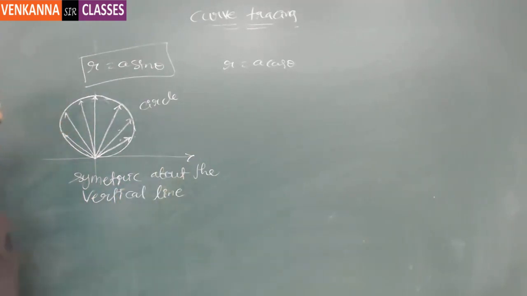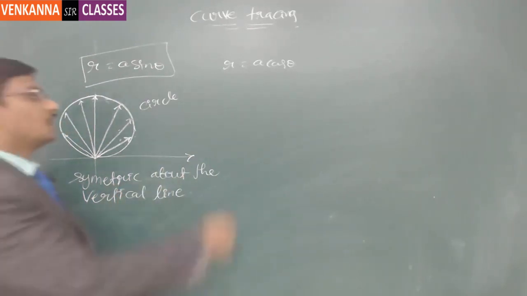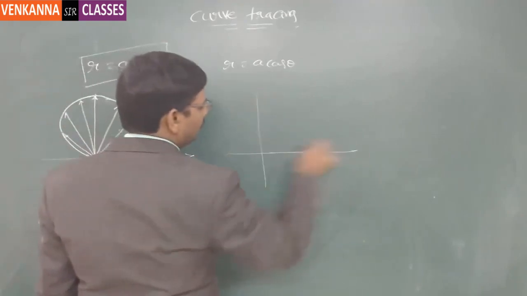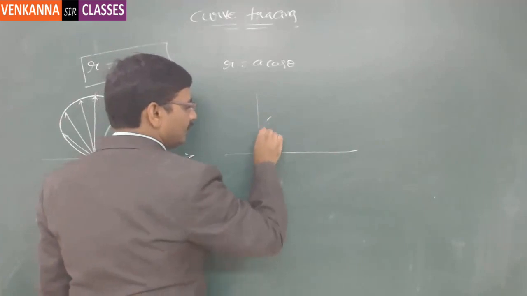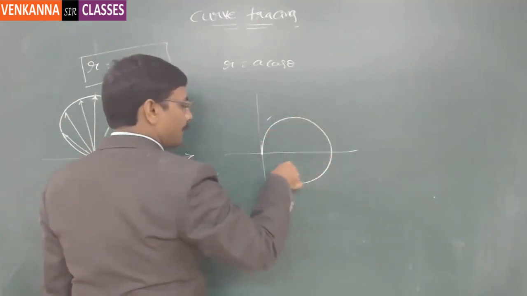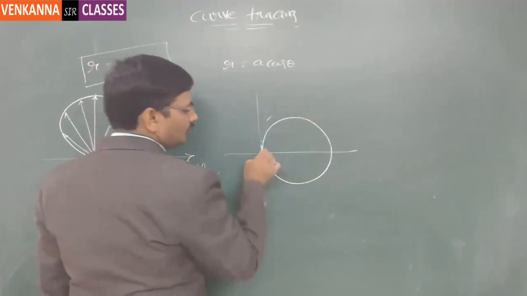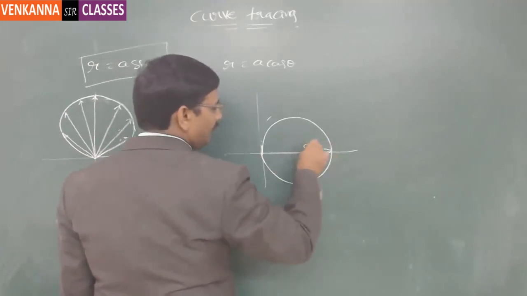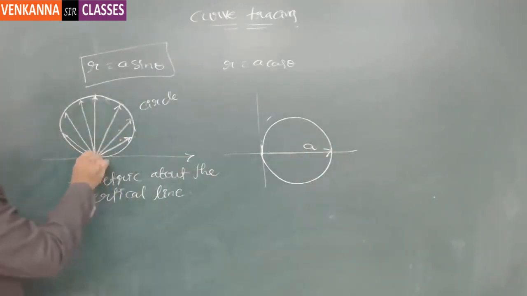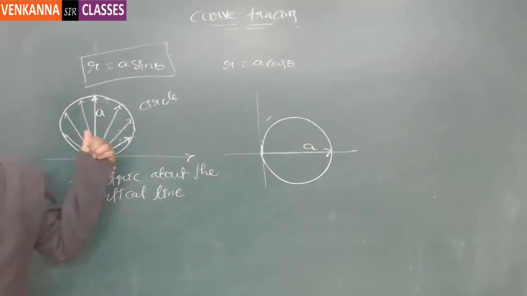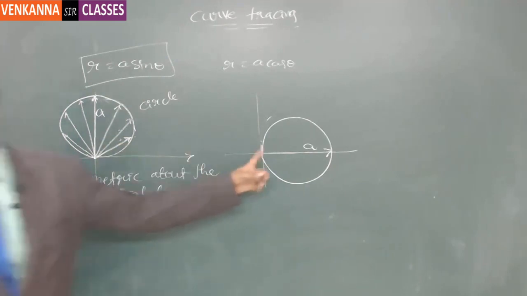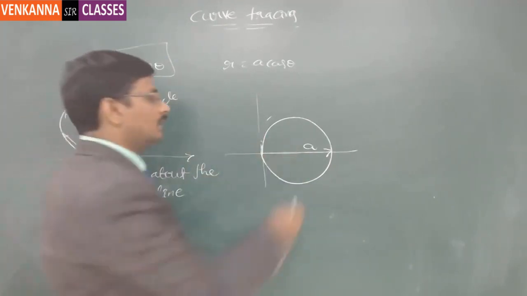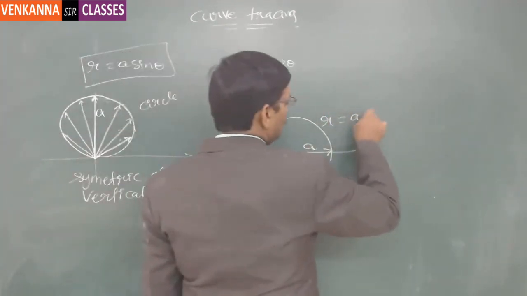Symmetrical about the vertical line. But if you trace this curve, this will be exactly in the similar manner. This is again a circle, but symmetric about the horizontal line. So this length is nothing but a, and this length is nothing but a. So the radius value of this particular circle will be a by 2, but the diameter is a. Even here also the diameter is a, and the equation of the curve is r is equal to a cos theta.